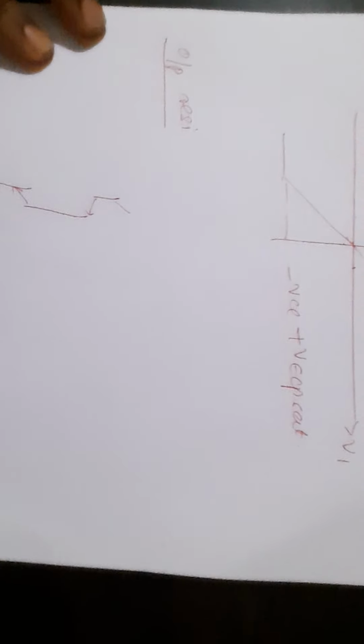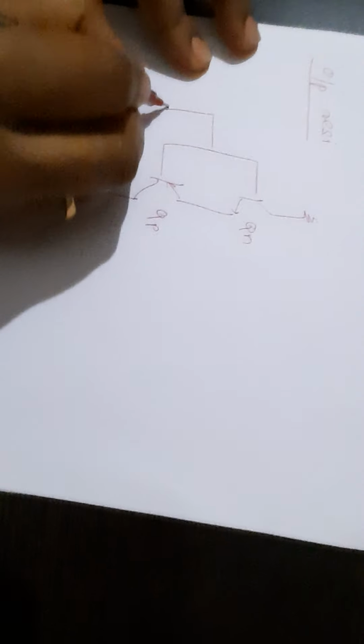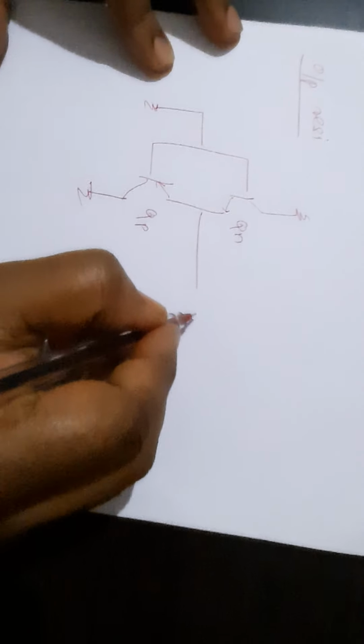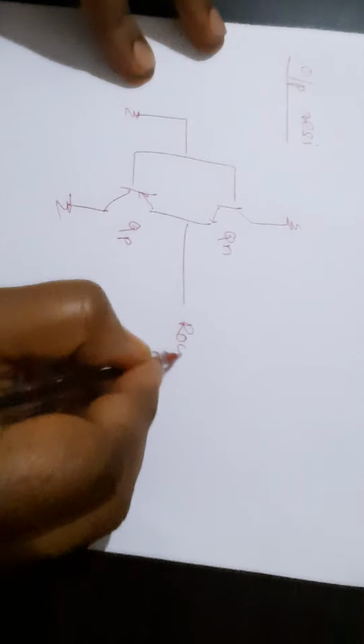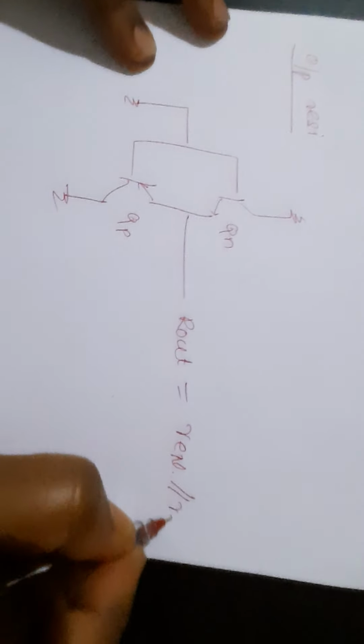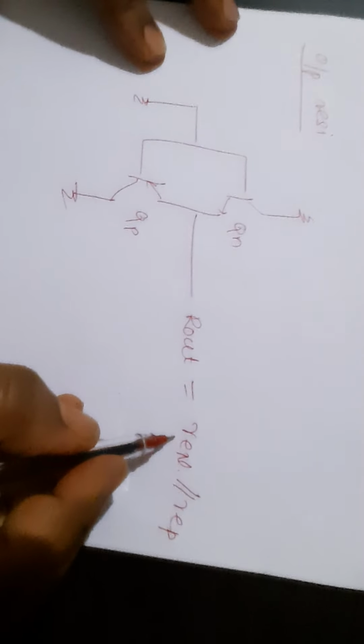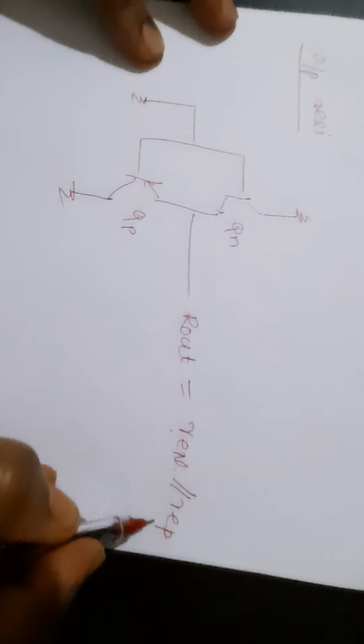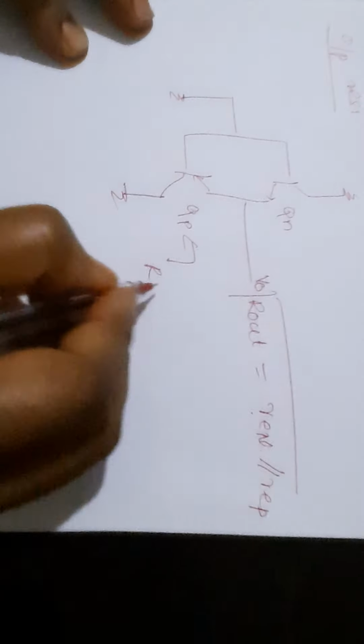Now if I want to calculate the output resistance of the class AB circuit, the circuit is like this. The input is grounded. This is the QN transistor, this is the QP transistor, both of them connected and then connected to ground. This is the procedure to find the output resistance. Rout will be REN parallel to REP, the resistances of the NPN and the PNP. This is V0, and Rout is measured at this point.